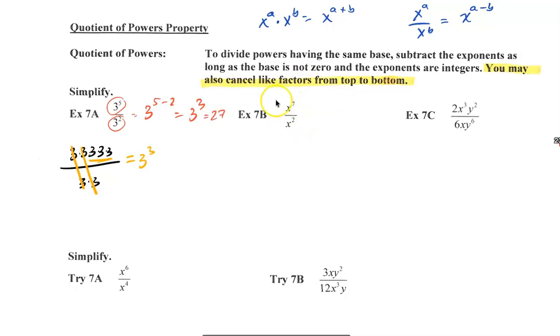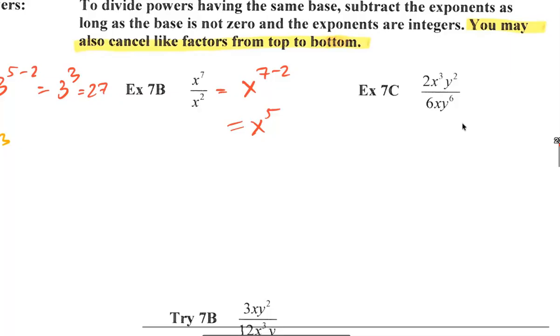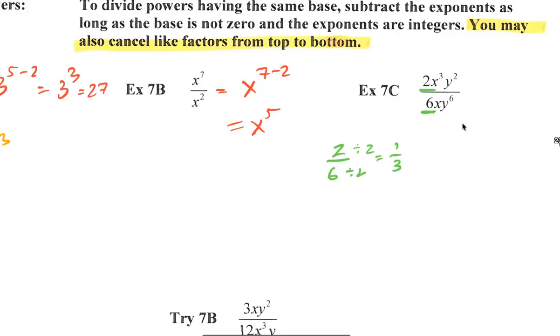3 times 3 times 3. Anyway, the next one, x to the 7 over x squared. So we're just going to go x to the 7 minus 2, which is x to the fifth, right? Just like we put 7 x's up here, and then 2 x's down here, and then cancel out 2 of them. This next one, what happens when there's numbers? Nothing really. You just do the numbers separately. So 2 over 6, we can reduce that. 2 over 6, if we divide them both by 2, then we get 1 over 3.